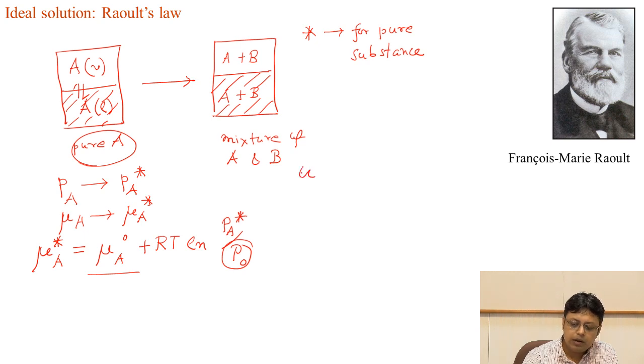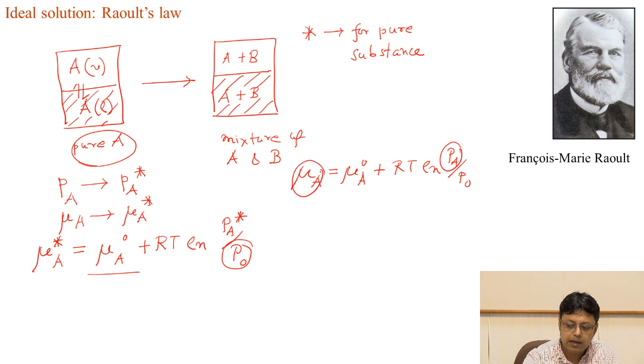Now think about it. After we mix the pure liquid with another liquid B, it forms a solution, or a mixture of two substances. Then we write mu A, because it's no longer a pure substance, and that mu A will be mu A0 plus RT ln PA by P0. Here I'm writing PA, not PA star, and mu A, not mu A star. But note that mu A0 will be the same because it corresponds to the standard state in either case.